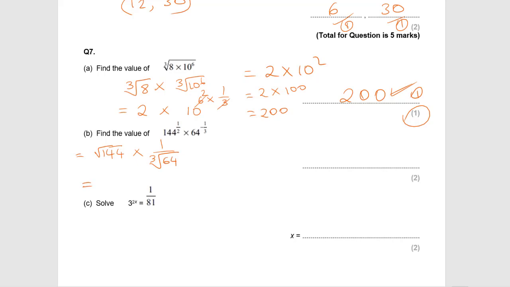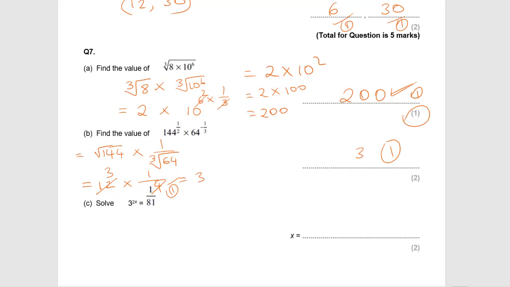The square root of 144 is 12, times by, now the cube root of 64 is 4, because 4 times 4 is 16, times 4 is 64. So 1 over 4. I can simplify this. A quarter of 12, or 12 divided by 4, is 3. Okay, so our answer is 3. Now where do we get the marks from? 1 mark for changing into this, 1 mark here, and the final mark for the correct answer, which is 3.